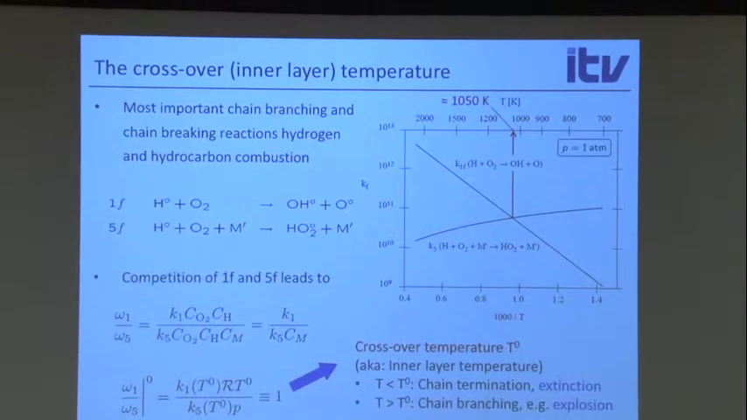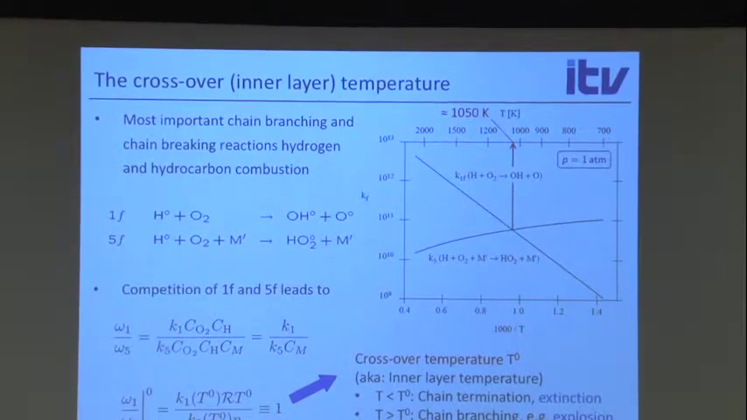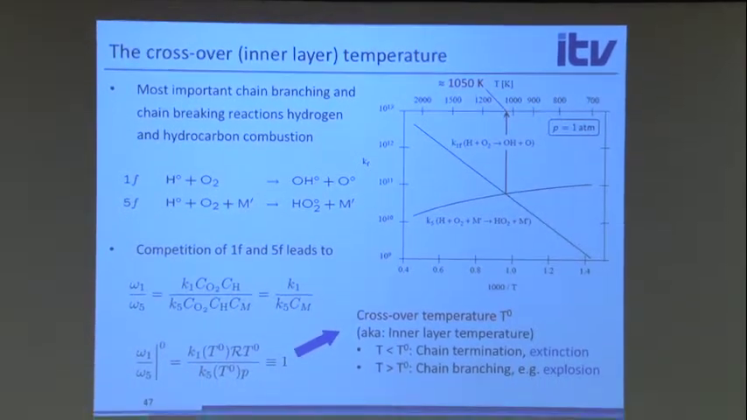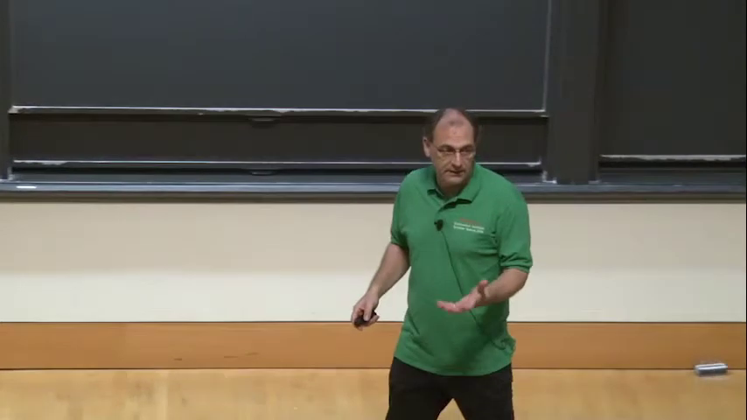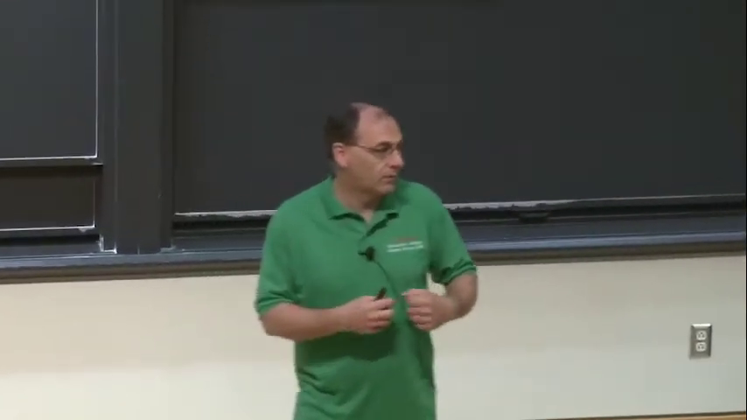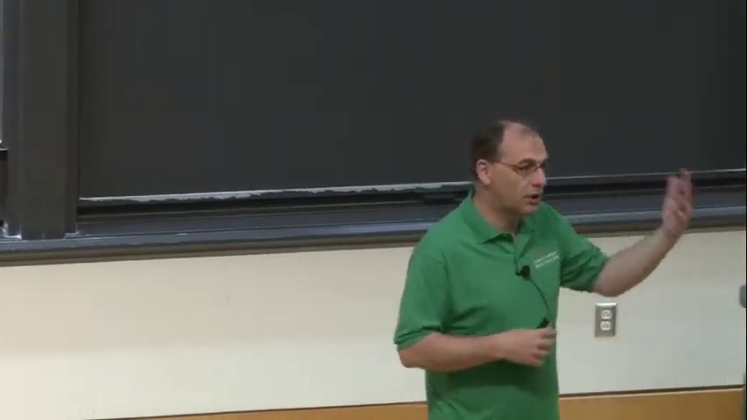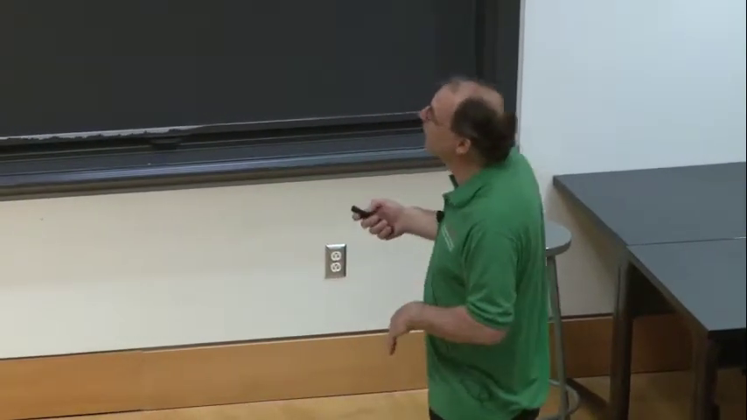Okay, and then we said if these are the two most important, the one the chain branching and the other the chain breaking reaction, then we can actually compare the rates and see whether the flame burns or not. Meaning if the chain branching is faster, the flame will burn. If the chain breaking is faster, the flame will not burn.